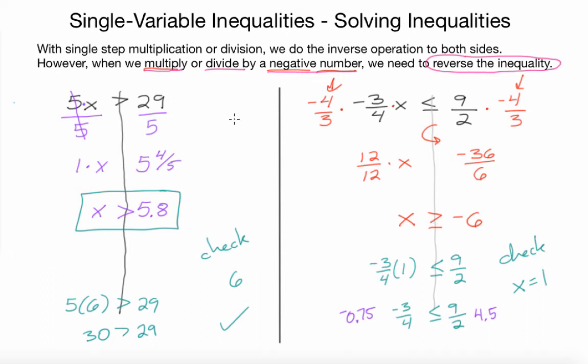But there you go. There's a couple examples. One example where we did not need to reverse it, and one example where we multiplied both sides by a negative number, and we did have to reverse the inequality to get a true statement. All right, hopefully that's a helpful introduction for solving inequalities and being very careful about our negative numbers.